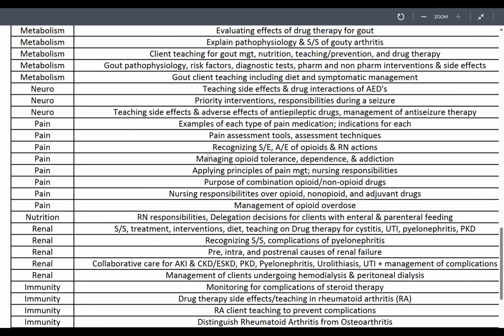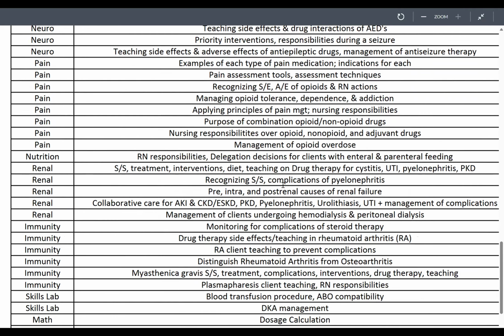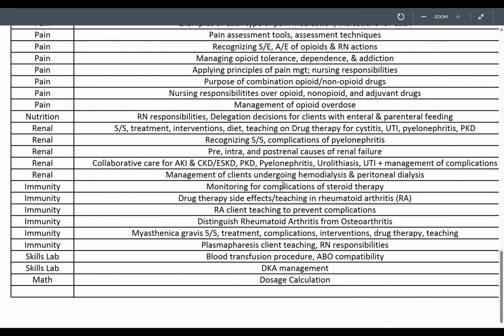Any other question? So for immunity, that's RA, myasthenia gravis, plasmapheresis. Oh, we have blood transfusion. For the calculation, I think it's on the fluids for DKA, fluid administration, or maybe insulin dose, one of those, or maybe both. One point after each.